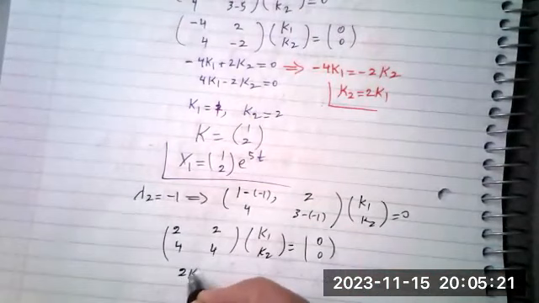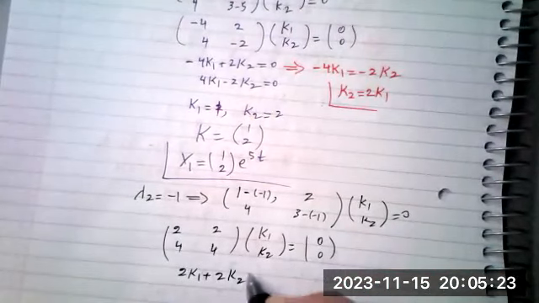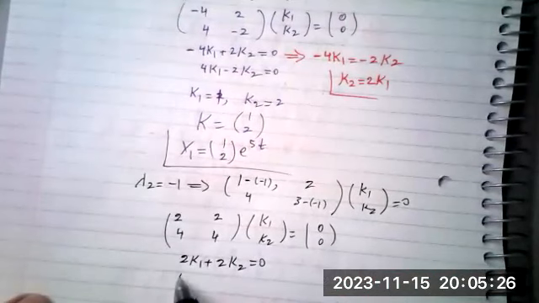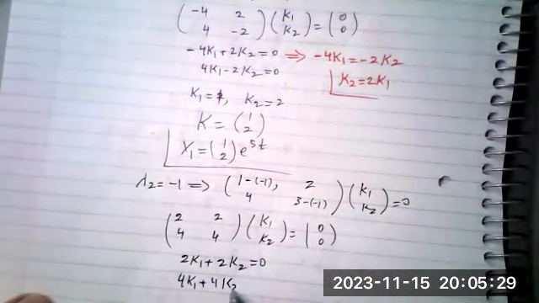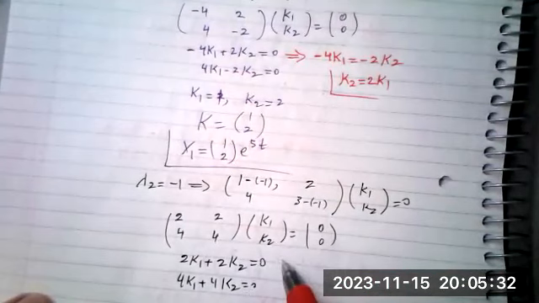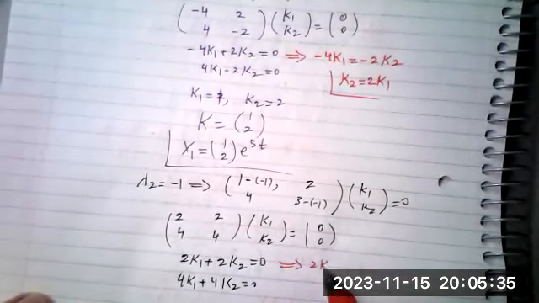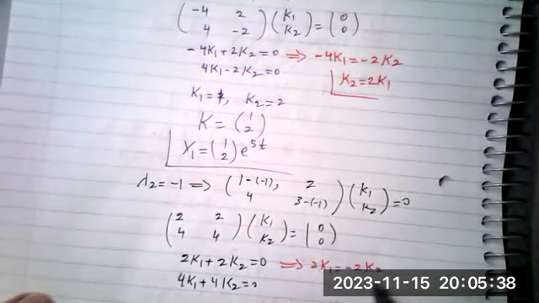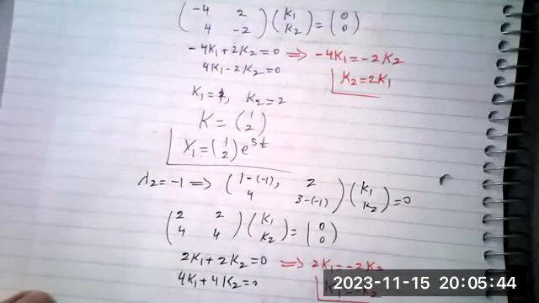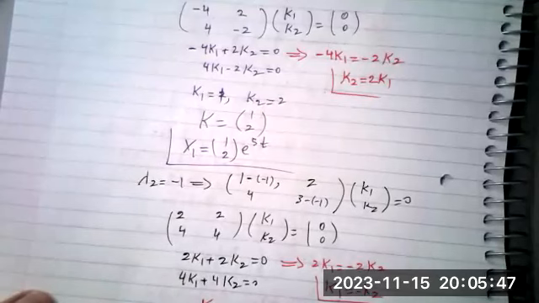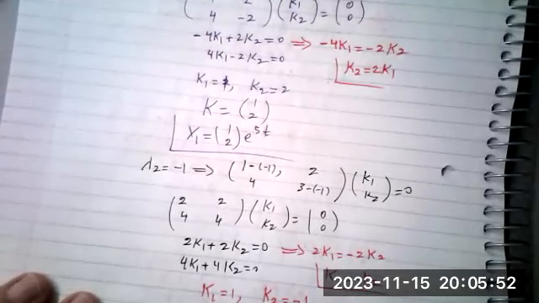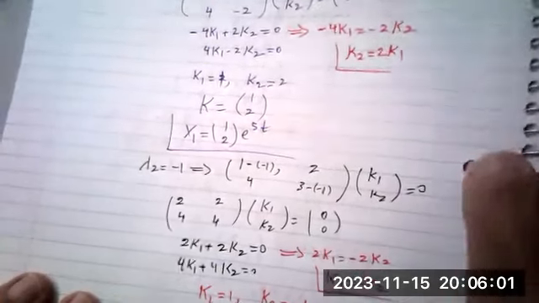The first row gives you 2K1 plus 2K2. You don't need the second one really. The first one will do it for us. So from the first one, you get 2K1 equal to negative 2K2. You simplify it: K1 equal to negative K2. You can pick any number you like. K1 equal to 1, K2 equal to negative 1. So the second solution, X2, is going to be this vector, 1, negative 1, e to the negative t. So that's the first and the second one.